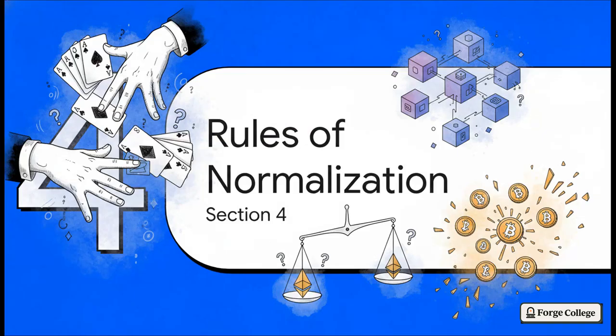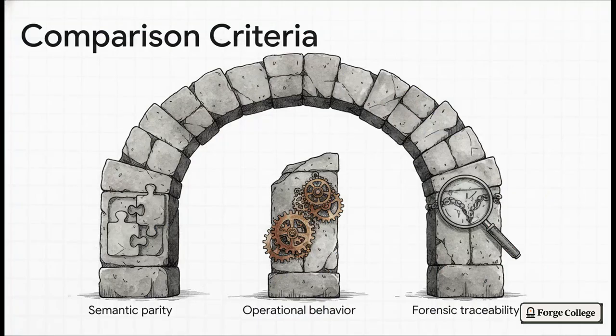All right, on to section 4, rules of normalization. This is where we tackle what I think is the hardest magic trick of the entire lab. Comparing Ethereum's stateful accounts to Bitcoin's stateless UTXOs without accidentally comparing apples to oranges. To pull this off gracefully, we use 3 distinct classes of comparison criteria: semantic parity, operational behavior, and forensic traceability. And here's the kicker: a truly defensible analysis has to pick criteria from all 3. If you ignore even one of these, your comparison is structurally incomplete right out of the gate.